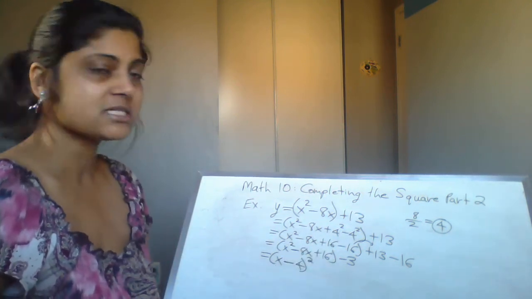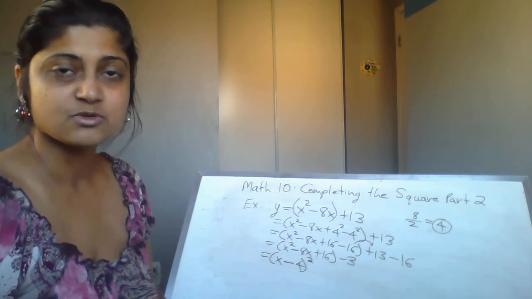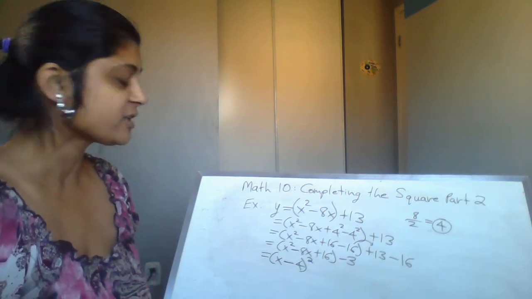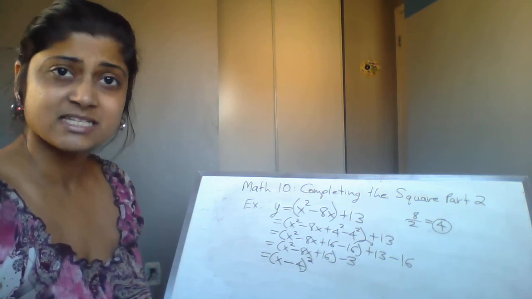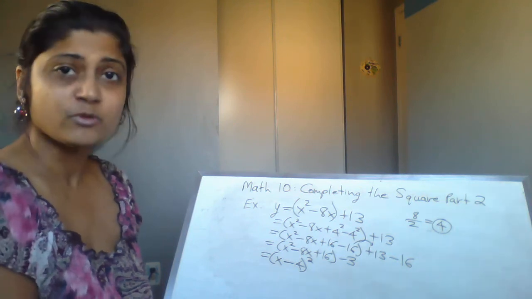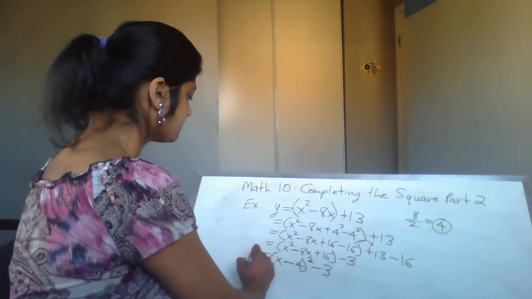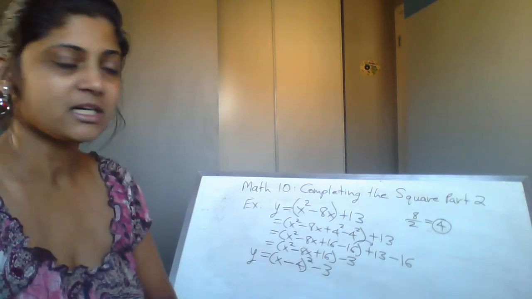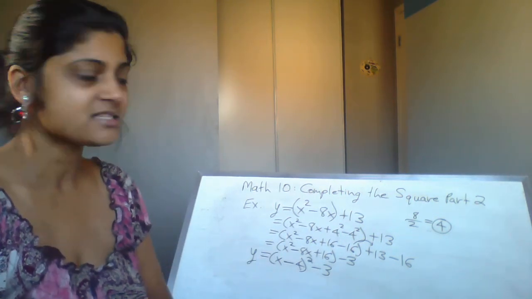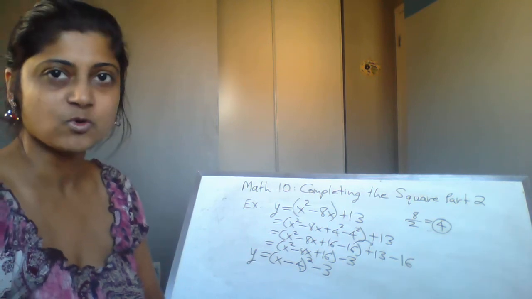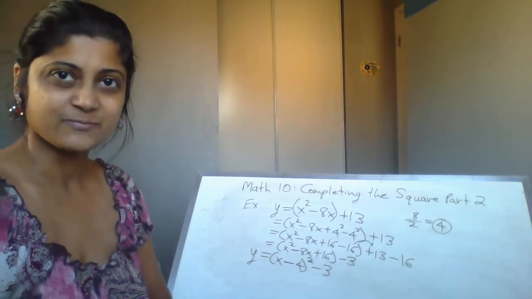And you notice even if you do want to do the product and sum here, for the x squared minus 8x plus 16 in the brackets, you will end up with this answer. And minus 3. So the answer just looks like this at the end. I have y equals x minus 4 whole squared minus 3.